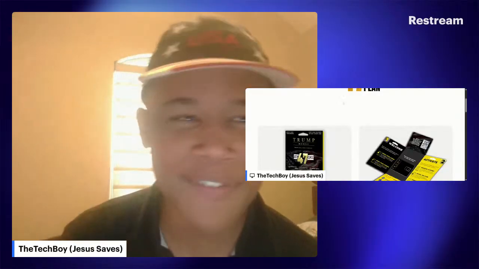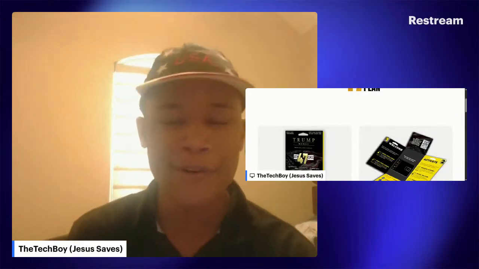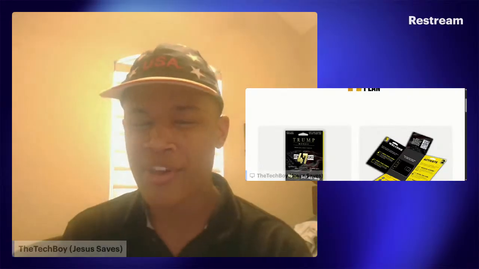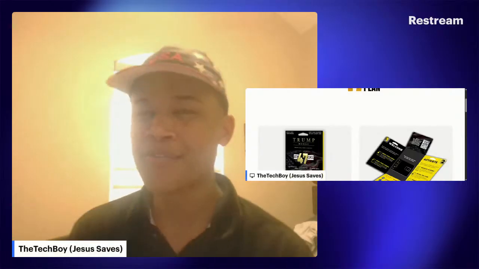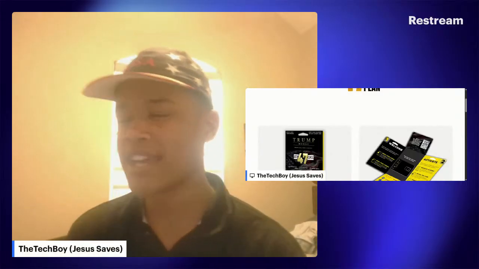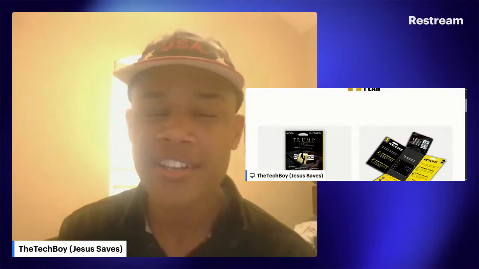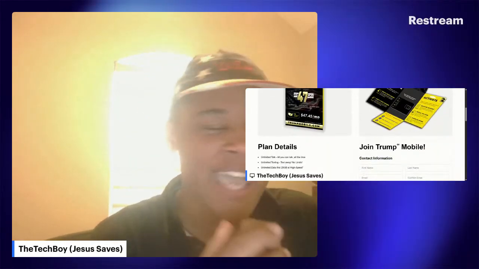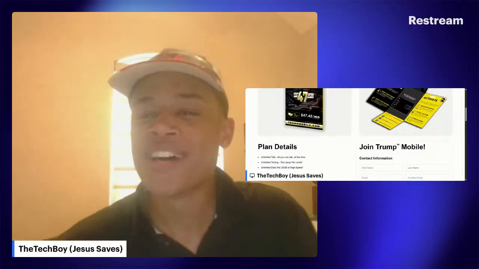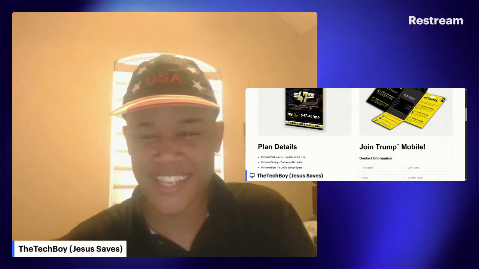$47 a month is not awful for a phone plan. T-Mobile sometimes offers some plans at $60 a month. It actually looks kind of decent. I'm not testing this. I'm not gonna buy it unless one of you wants to send me $47. I'm not sending $47 just to buy a dang SIM card.